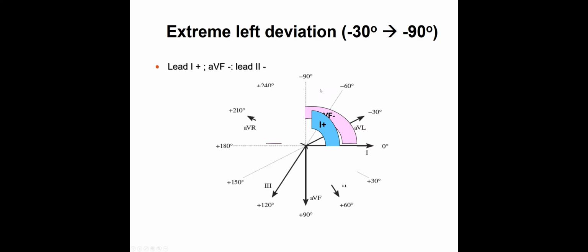Because if you want to cut this quadrant, especially at minus 30, lead number 2 is exactly perpendicular to AVL. So lead number 2 changes positivity and negativity at minus 30. This area is negative, this area is positive. This way you are choosing the negative part. The common part, when you have lead 1 positive, AVF negative, and lead number 2 negative, is only this part. However, if you want to know whether you are here, lead number 2 has to be positive. So lead 1 positive, AVF negative and lead 2 positive, we are between 0 and minus 30.